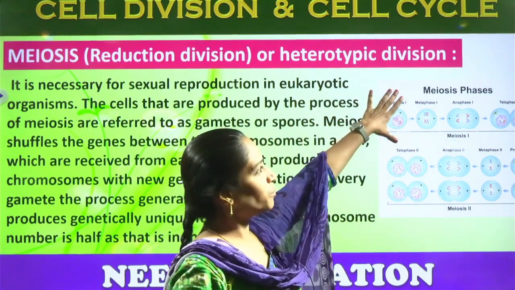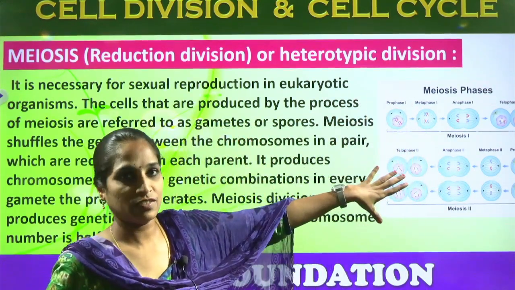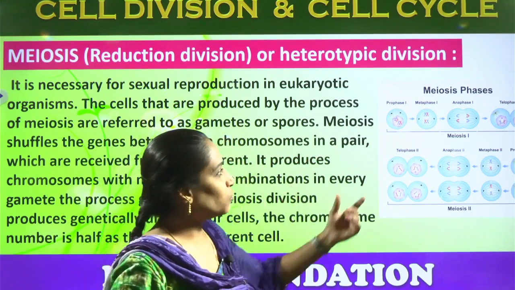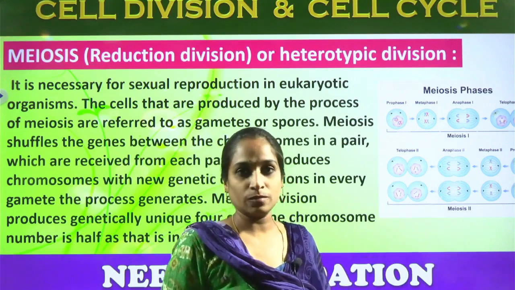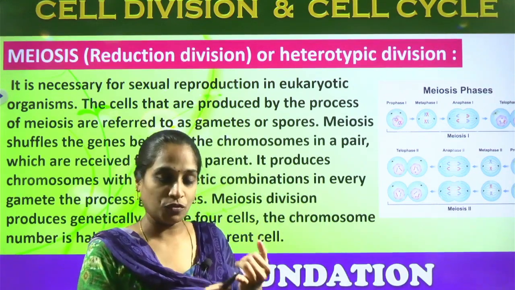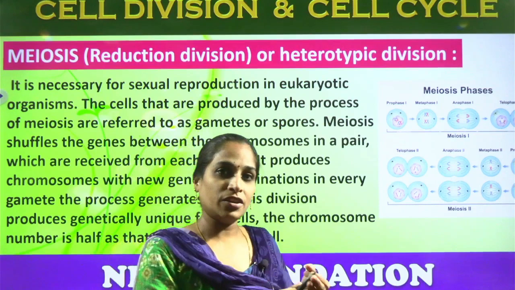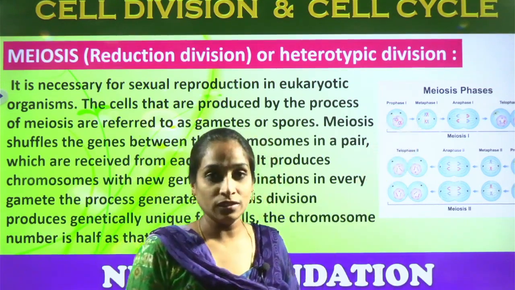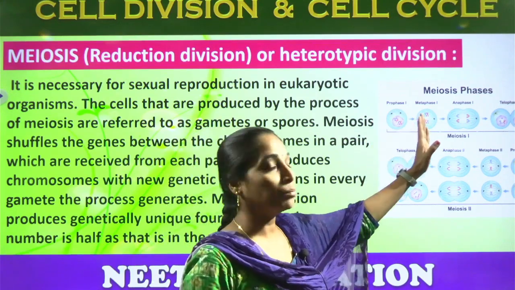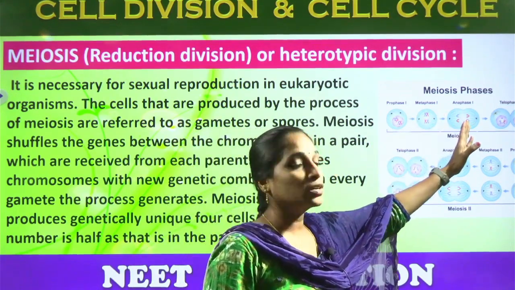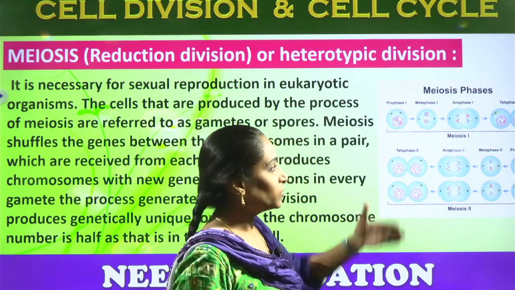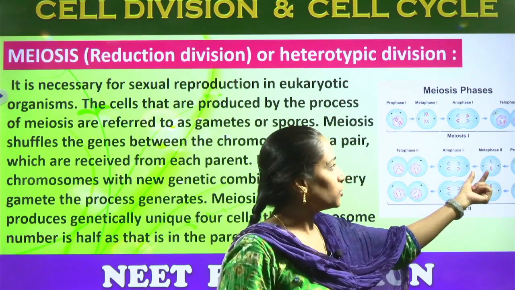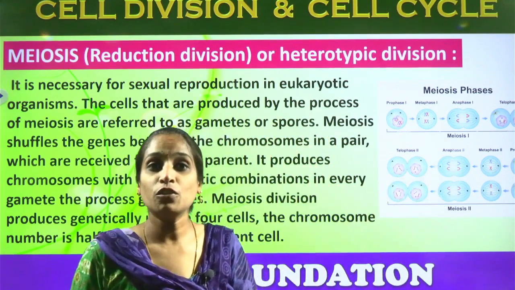So these are the meiotic phases. In meiotic cell division we can observe 2 phases, meiosis 1 and meiosis 2. In mitosis we observe only prophase, metaphase, anaphase and telophase. But in meiosis 1 we observe prophase 1, metaphase 1, anaphase 1 and telophase 1. And in meiosis 2: prophase 2, metaphase 2, anaphase 2 and telophase 2.